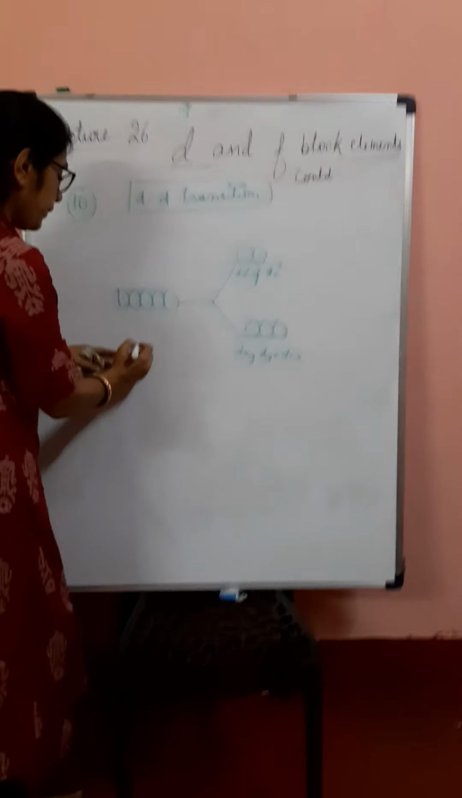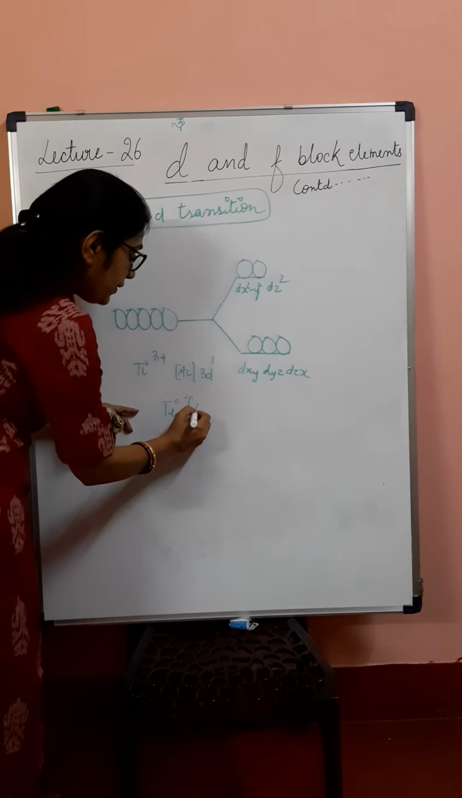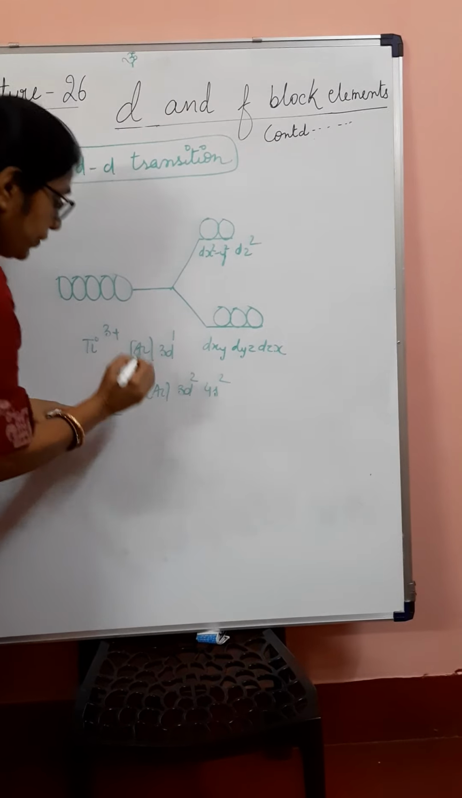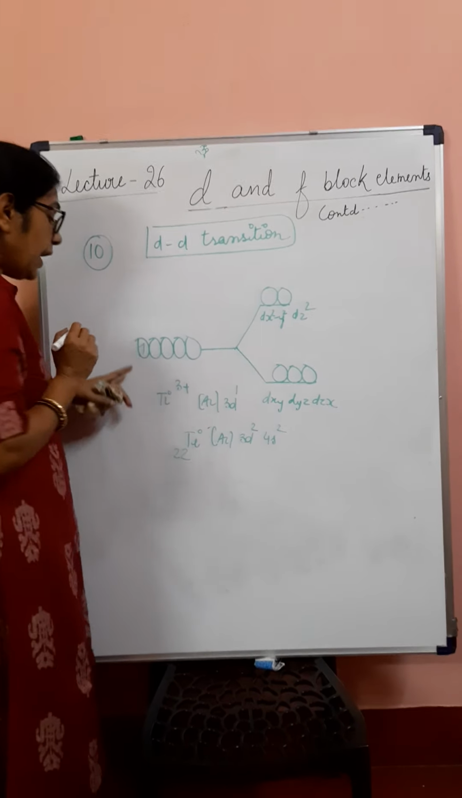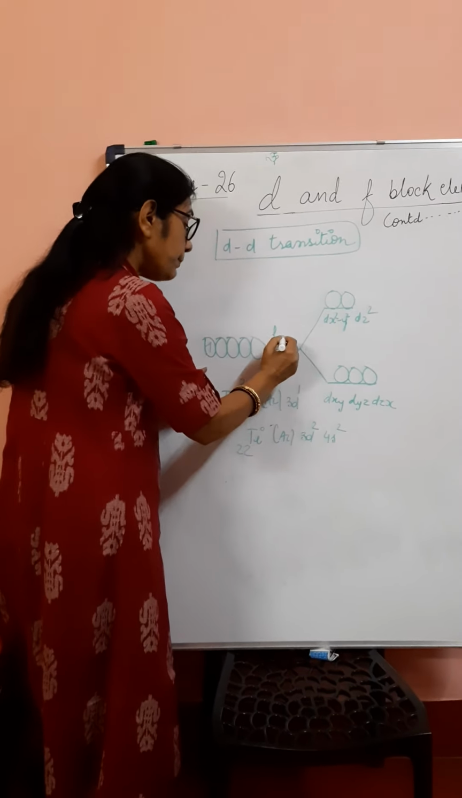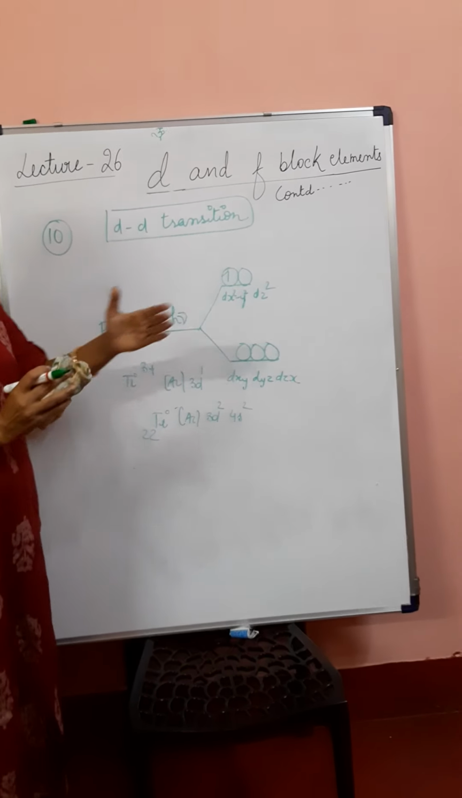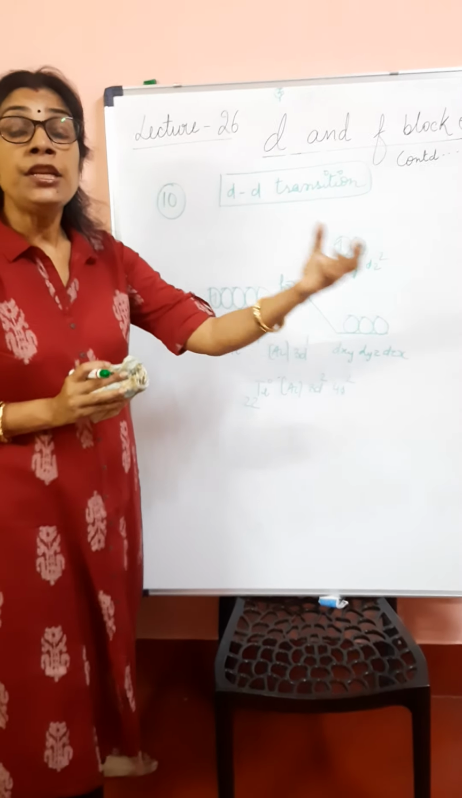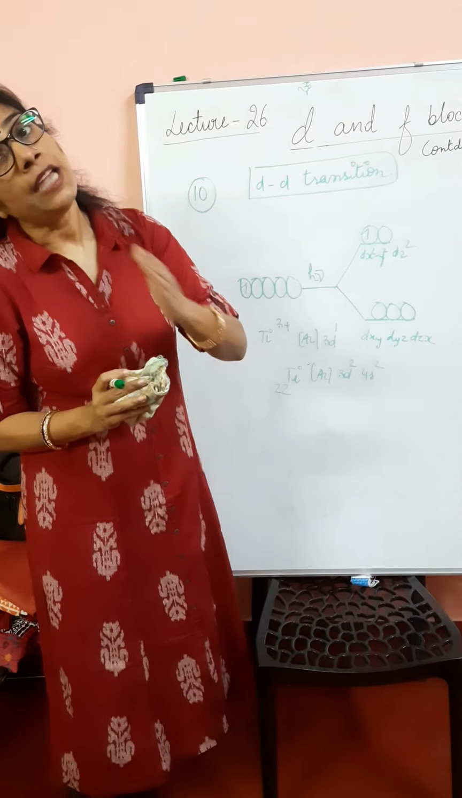Suppose titanium 3 plus. Titanium 3 plus means argon 3d1, because titanium is argon 3d2 4s2. Its atomic number is 22. So in plus 3, 2 go from here, 1 from here, 3d1. So this is the unpaired electron. When it absorbs light, then what happens? This electron enters the higher energy level. When it enters the higher energy level, it absorbs energy, it absorbs light, and whichever light it absorbs, the complementary color appears.